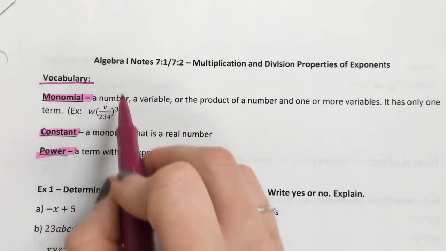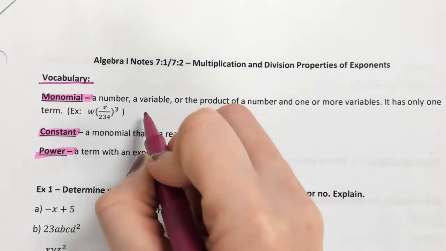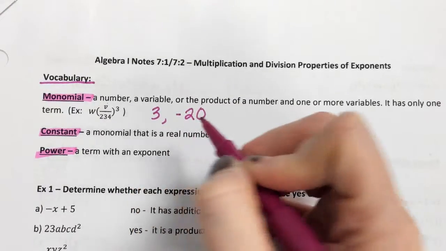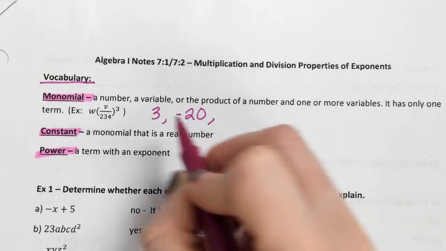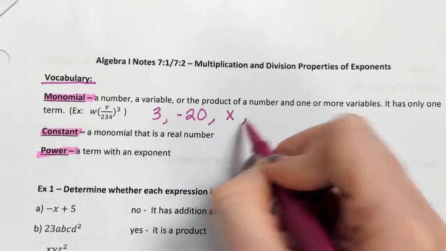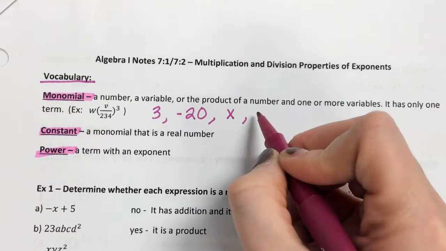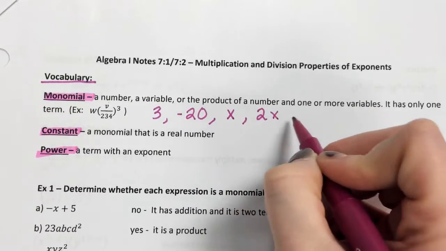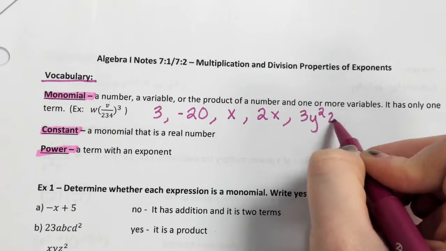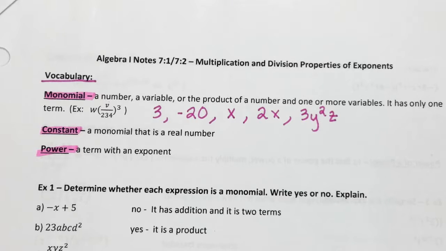So it can be literally any number, positive or negative, like 3, or it can be negative 20, anything like that. Or it could just be a variable, so like x, or a product of numbers and variables, like 2x, or even 3y squared z. Okay, any of those are examples of monomials.